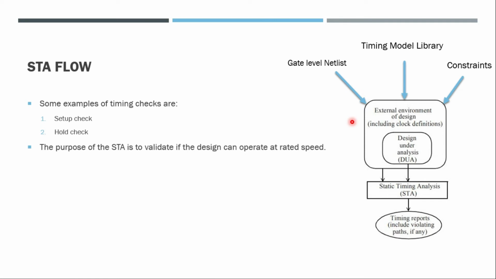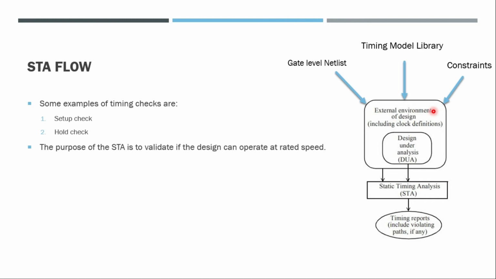When we say rated speed, you might have seen chips saying it runs at 4.5 gigahertz or 5 gigahertz, something like that. And we ensure that speed. The figure on the right is the static timing analysis flow, where you can see the design under analysis, which can be described in Verilog, the netlist format. That's what I have written here, the gate level netlist. And the external environment, which includes the clock definitions, the constraints and the model of the external environment, could be different scenarios. We will try to understand what scenarios and corners are in upcoming videos.